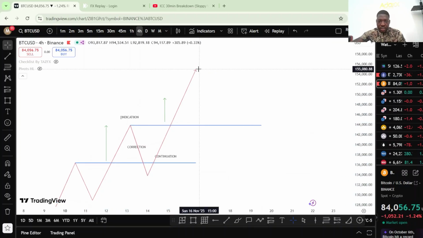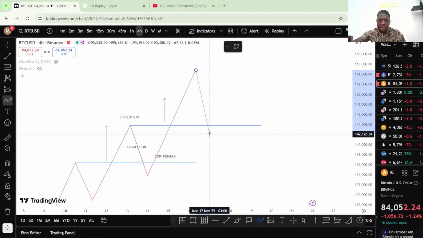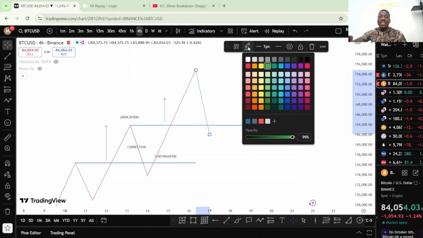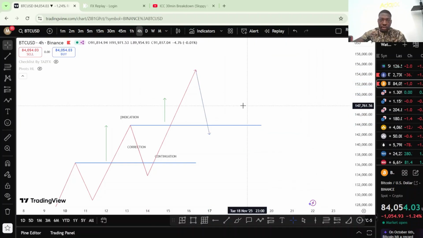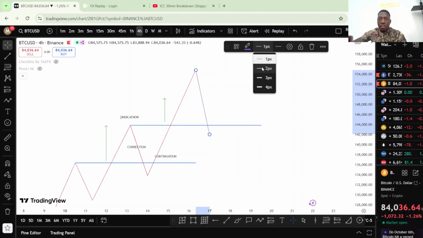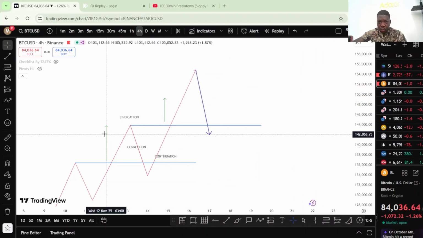This is going to be the 1 hour time frame. On the 1 hour, the candle closes, not wick. No, we don't do wicks over here. The candle closes inside the level. The candle closes inside this indication level. And once the candle closes, you dial down to your 30-minute time frame.